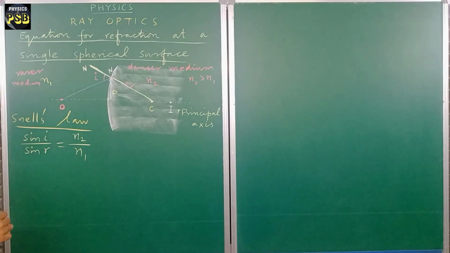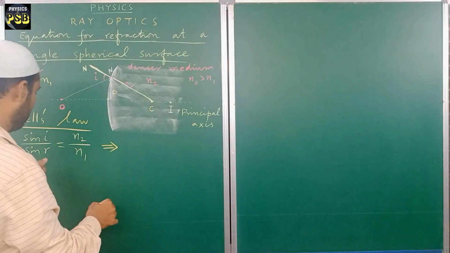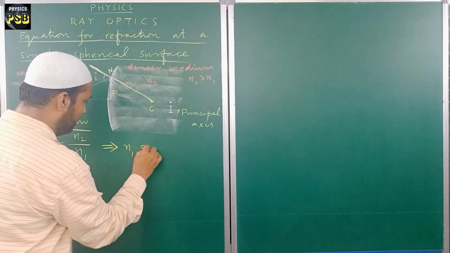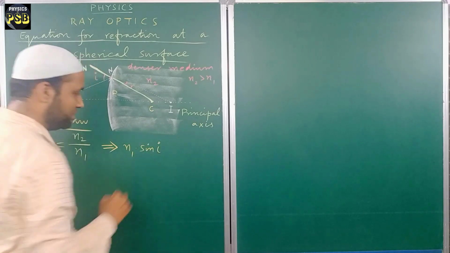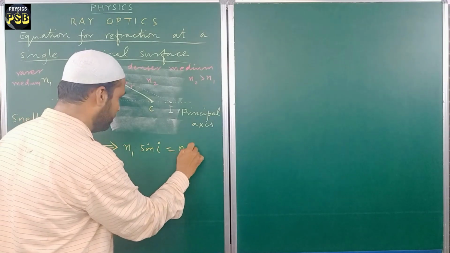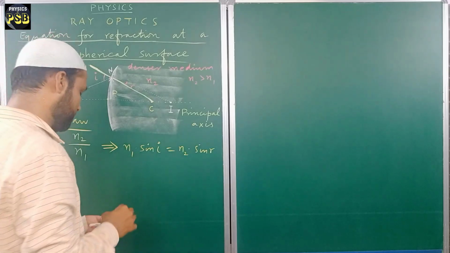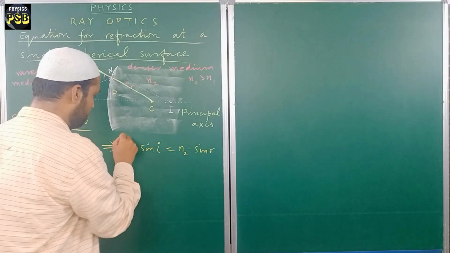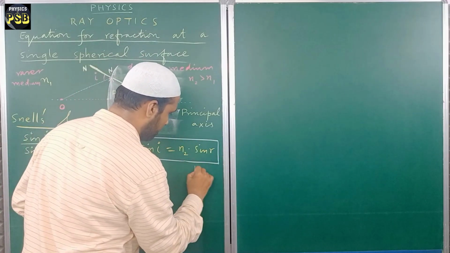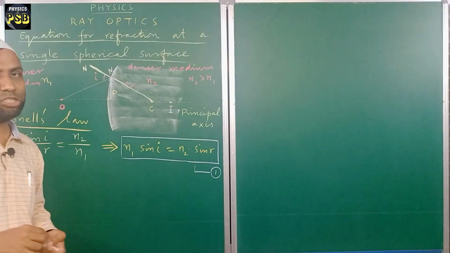Now I will cross multiply this to get Snell's law in multiplication form. How to get that? I take n1 this side, so I get n1 multiplied with the sine of angle of incidence i. Then sine r is taken this side, so n2 multiplied with the sine of angle of refraction, that is r. Now I box this. I'm going to take this as equation number 1. Here equation number 1 represents Snell's law in multiplication form.